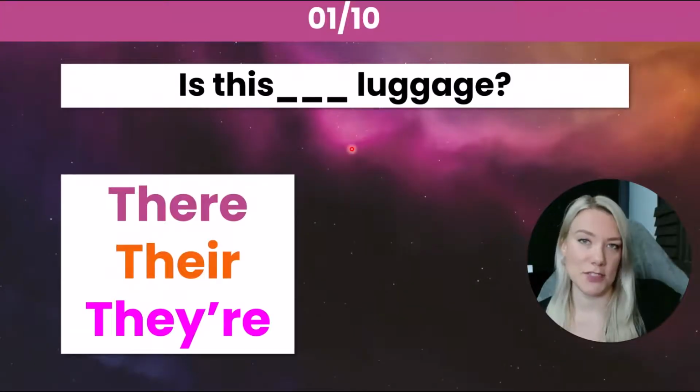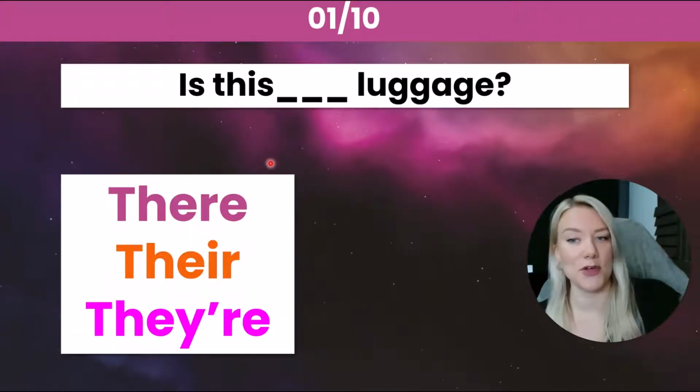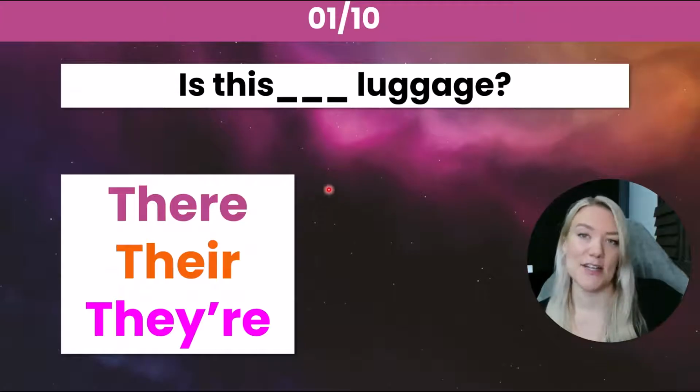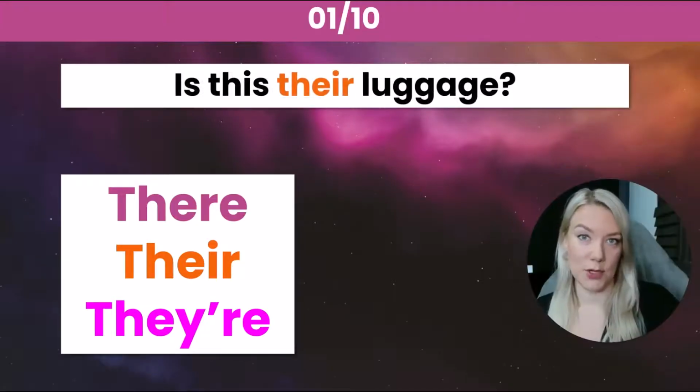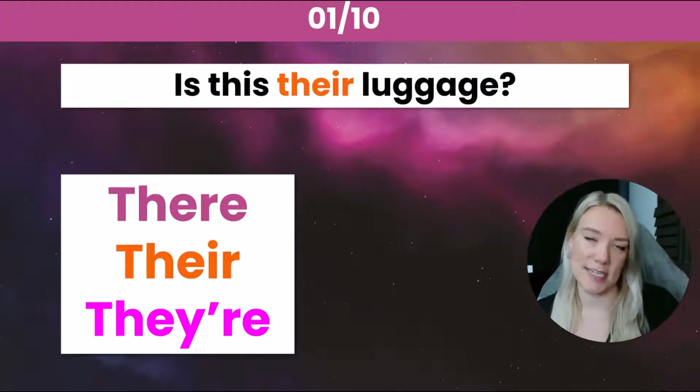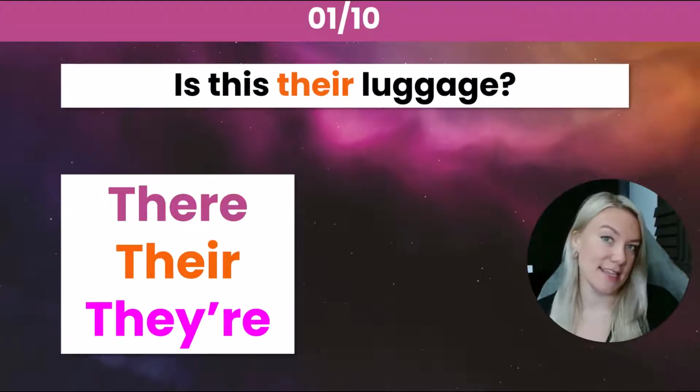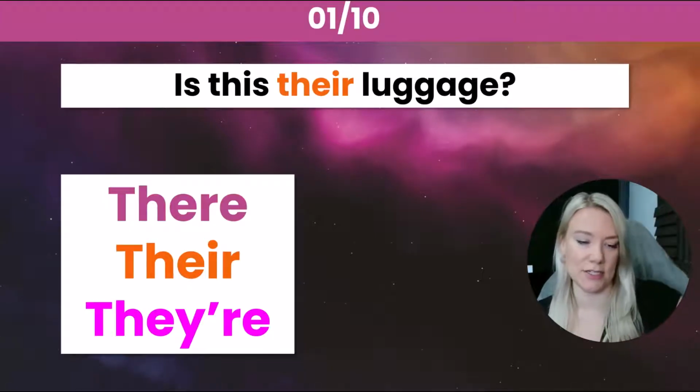Okay, now it's time for our quiz. You have to fill in the blanks with the correct there, their, or they're. Number 1. Is this luggage? The correct answer is their, T-H-E-I-R. Is this their luggage? The luggage that belongs to them.